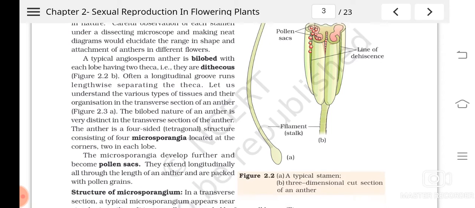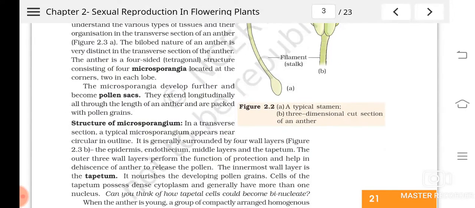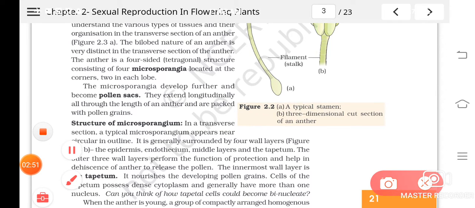This bilobed anther. Understood? So each microsporangium, if you see, is surrounded by 4 wall layers, that is the epidermis, then endothecium, middle layers, and tapetum. Understood? So epidermis, endothecium, and middle layers, their main function is to protect the spores or the sporogenous tissue present inside them, and the tapetum is the nutritive tissue, okay. The tapetum is the innermost one and it nourishes the developing pollen grains.